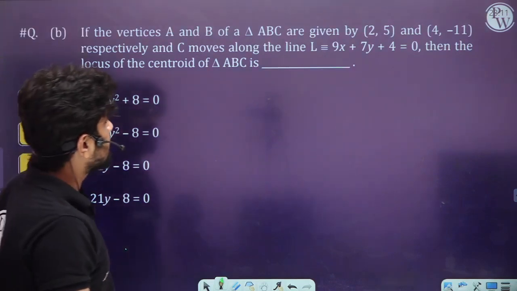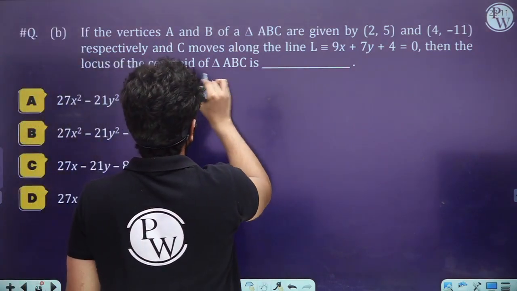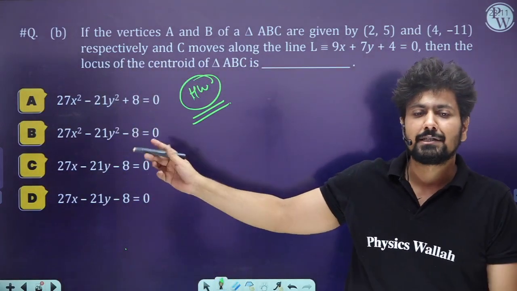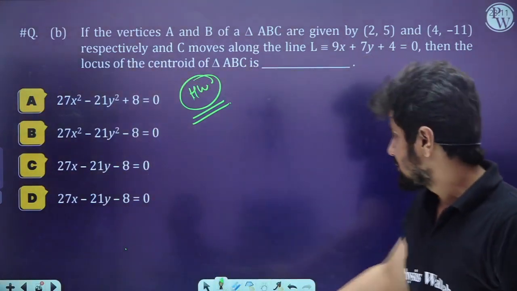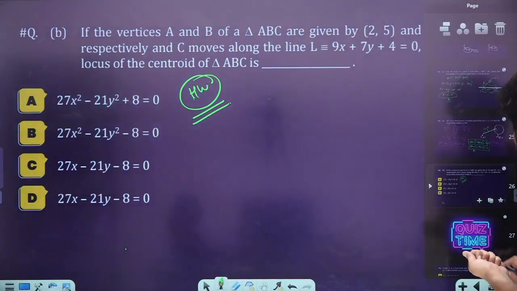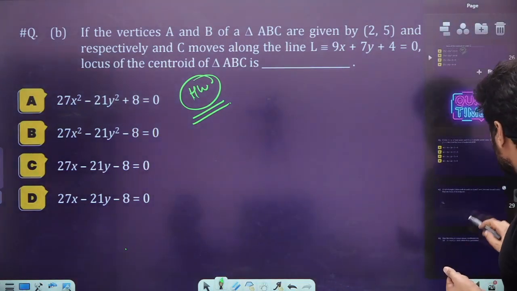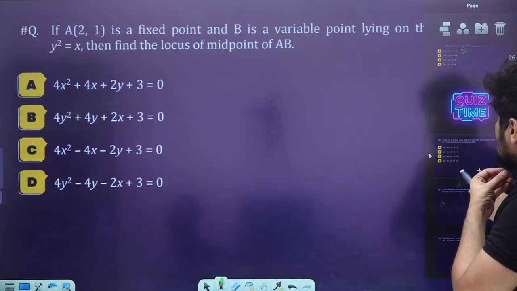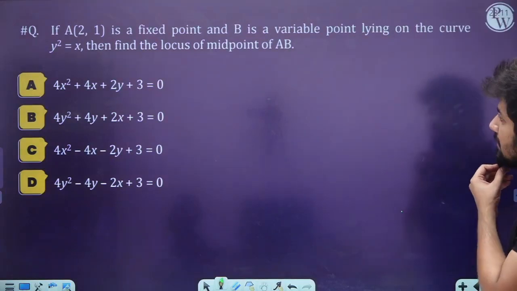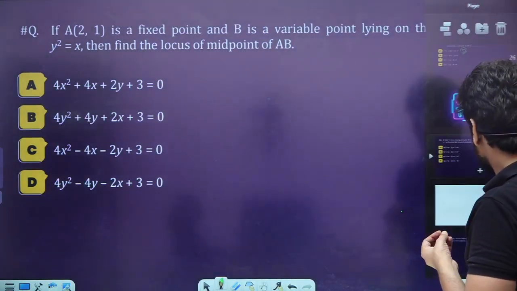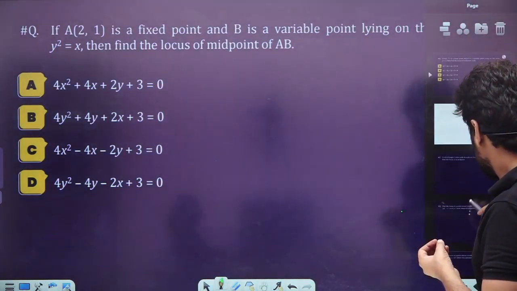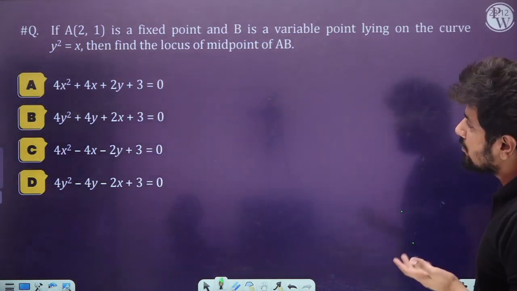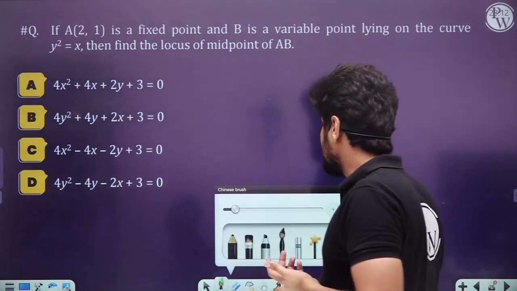this is a very similar kind of question which I am giving to you as a homework, and I want you to comment your answer in the comment section. This is very similar to the previous one which we have seen. Okay, everybody. Now, this is again a similar type of question. If A (2, 1) is a fixed point, and B is a variable point lying on this curve, then find the locus of the midpoint of AB.